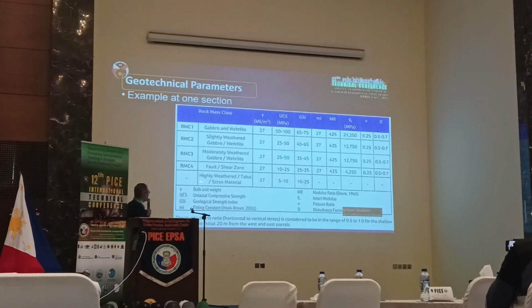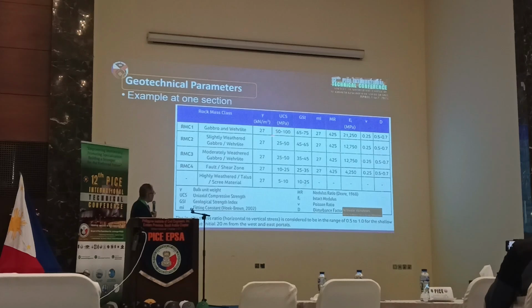With this one, highly weathered talus scree material. Scree materials are those found on the surface of the rock formation. They are the loose accumulated materials that typically eroded from the toe of the mountain as gravel and boulders.